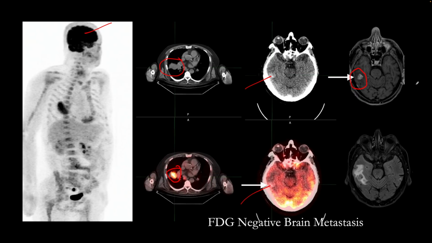So FDG PET CT is not good for diagnosing brain mets, and these patients, especially the ones who are newly diagnosed with lung cancer and melanoma, undergo an MRI of the brain with and without contrast to rule out metastatic disease to the brain.